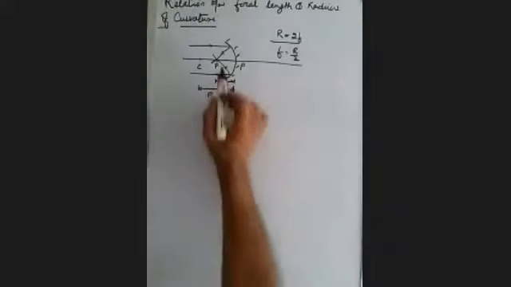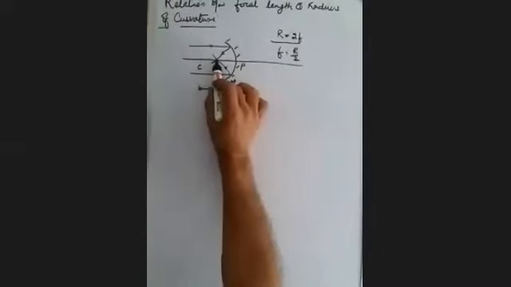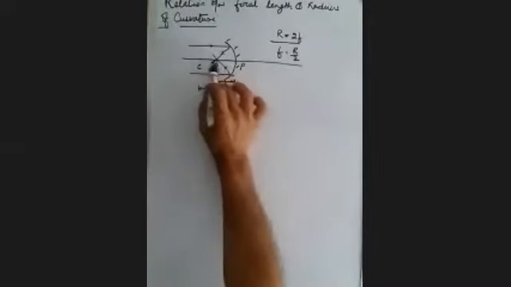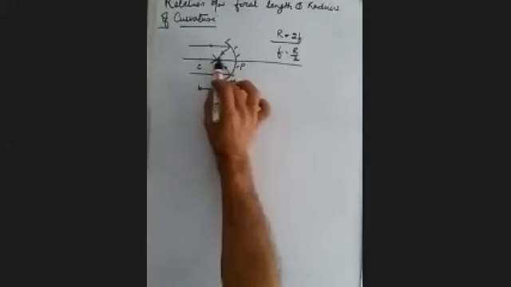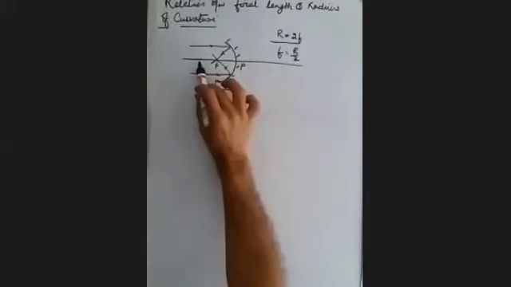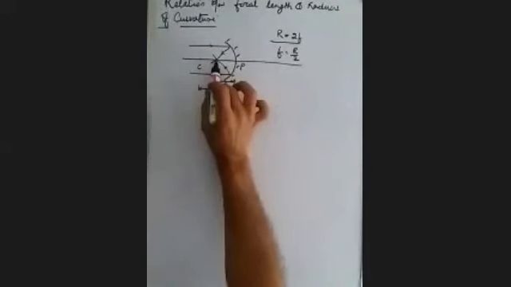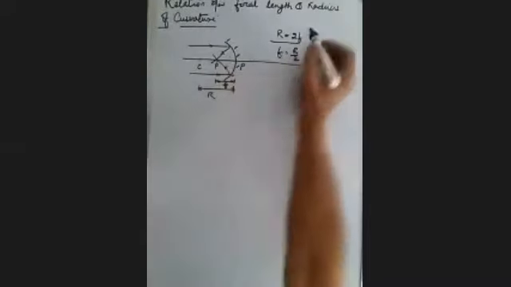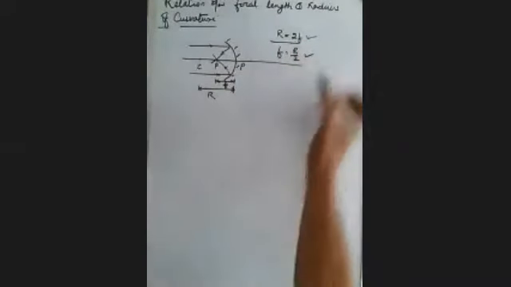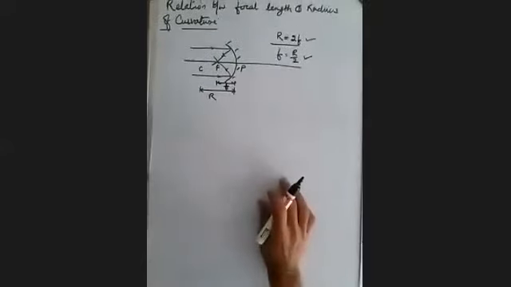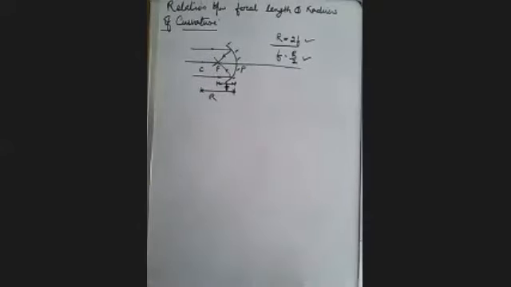So you need to remember this: the principal focus lies at the midpoint between the center of curvature and the pole of the mirror. The distance of the center of curvature from the pole is always twice the distance of the principal focus from the pole. So R is equal to 2F, or F is equal to R by 2. You can read the derivation if you want, but it is not in your syllabus. You don't have to derive or prove this, just remember it.